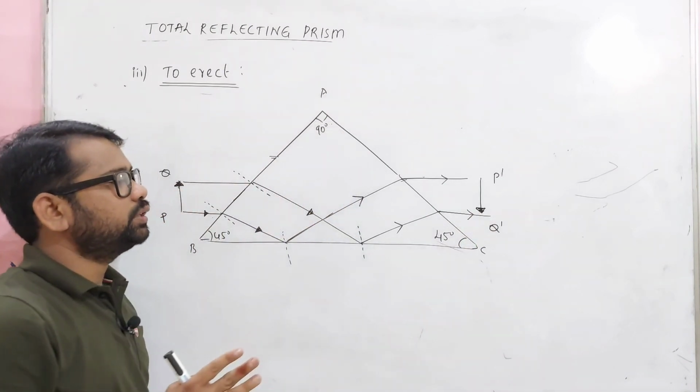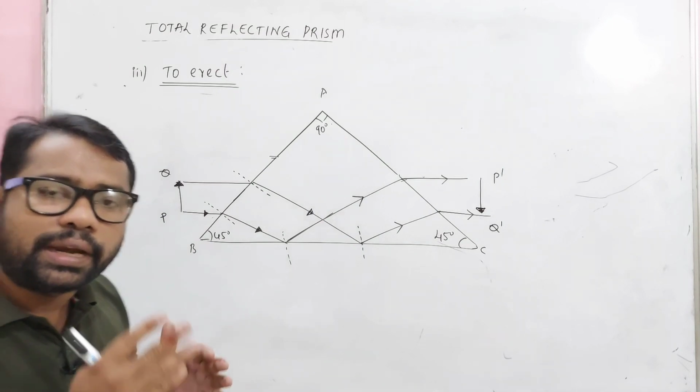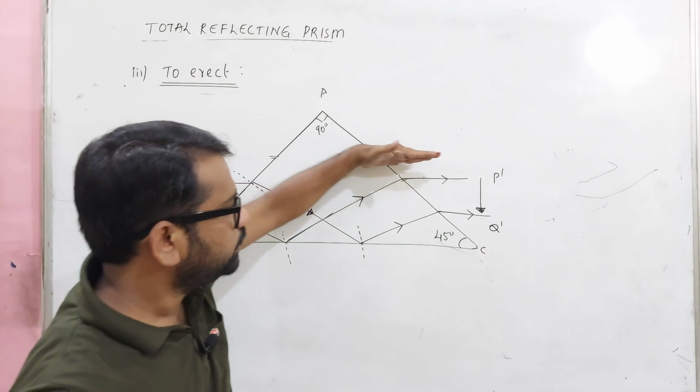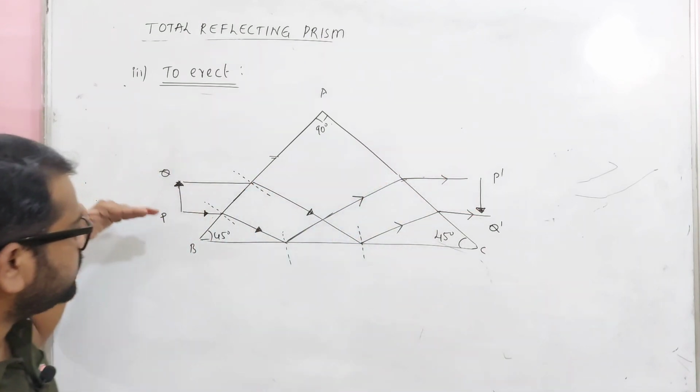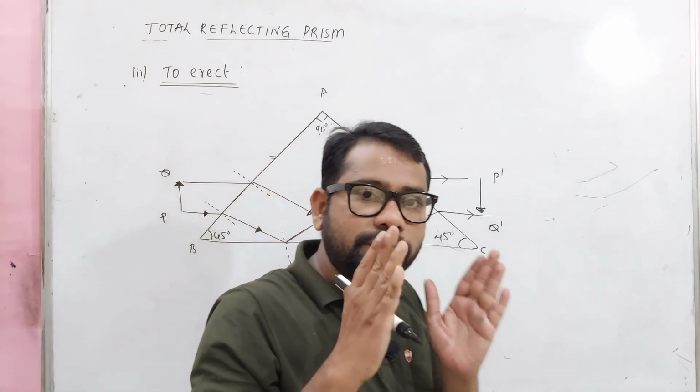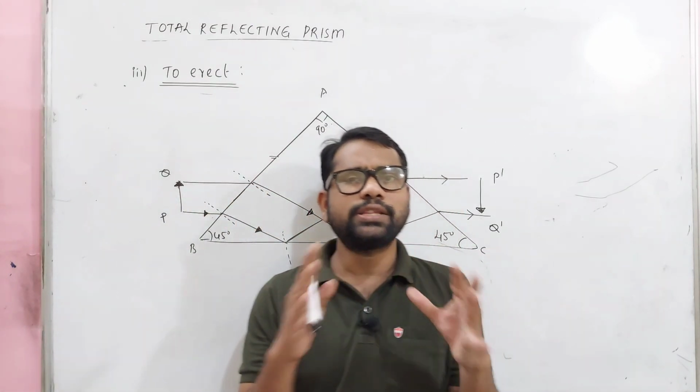But dear children, do you think that here the light rays are getting deviated? No. This light ray actually has to go like this, just shifted here. And this light ray has to go like this, just shifted. That's why in this case there is no deviation.